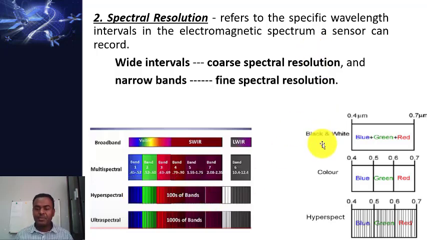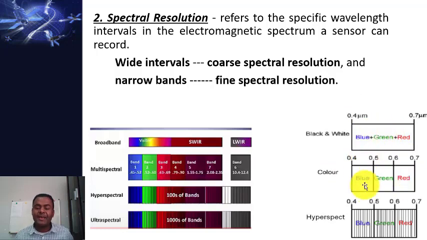Take a look at this example. When I say black and white imagery, since the wavelength range is very broad, there is no further distinction in color. This is a wide interval and coarse spectral resolution, and hence the color is black and white. When we start disintegrating this whole color into blue, green, red, now we start bringing the concept of color by making the spectral resolution finer: blue, green, red.